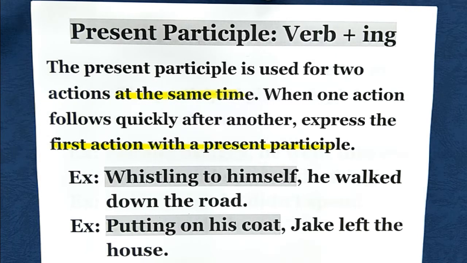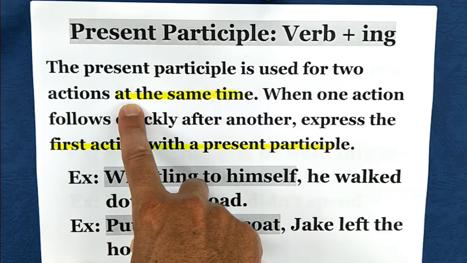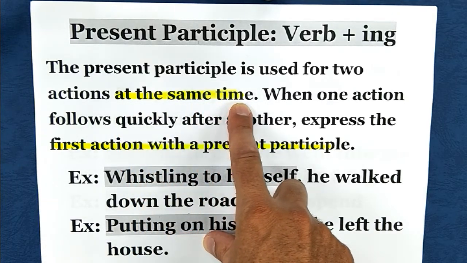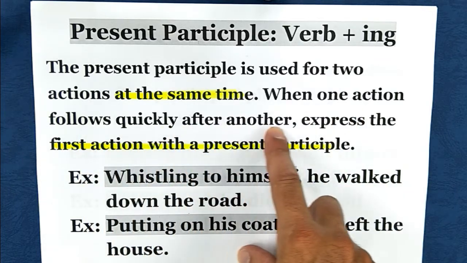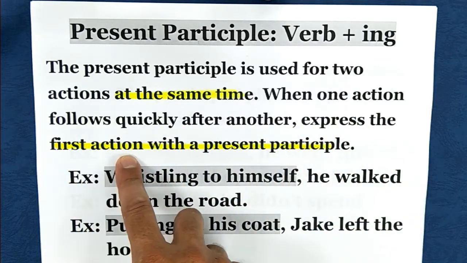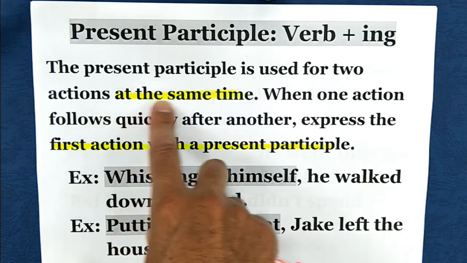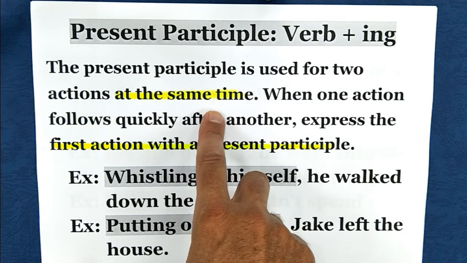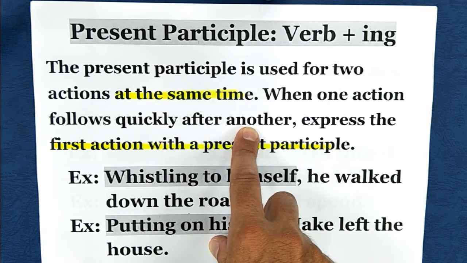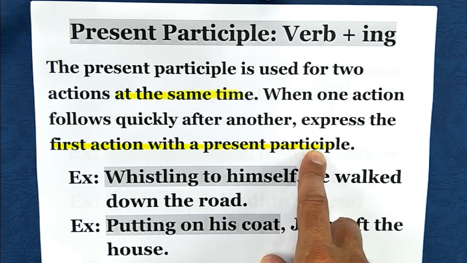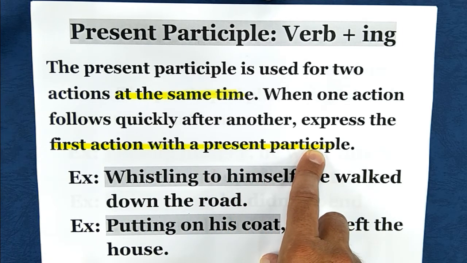All right, let's look at this one. Present participle phrase and the present participle, verb plus ing. The present participle is used for two actions at the same time. Two things are happening at the same time. When one action follows quickly after another, express the first action with the present participle. So we are talking about something happening at the same time. Another one is when two things happen. Well, which happens first? We can use the present participle to describe what is happening first.